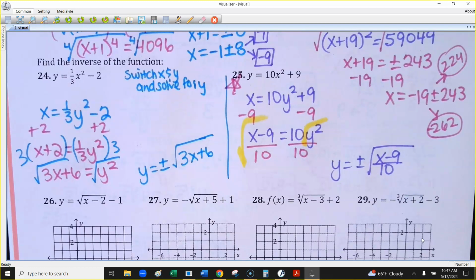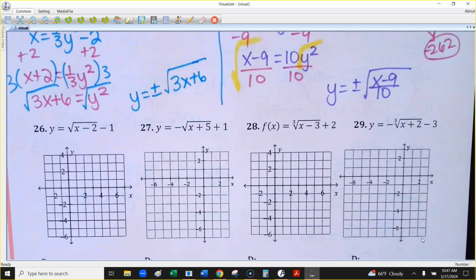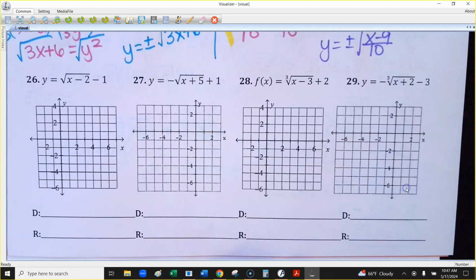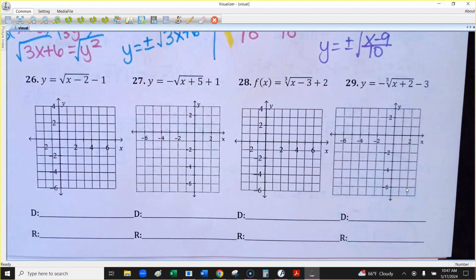All right, the last thing you're going to have to do, graphing radicals. So we did 2 types. We did square roots and we did cube roots. So you just got to remember the shape. These first 2 are square roots.